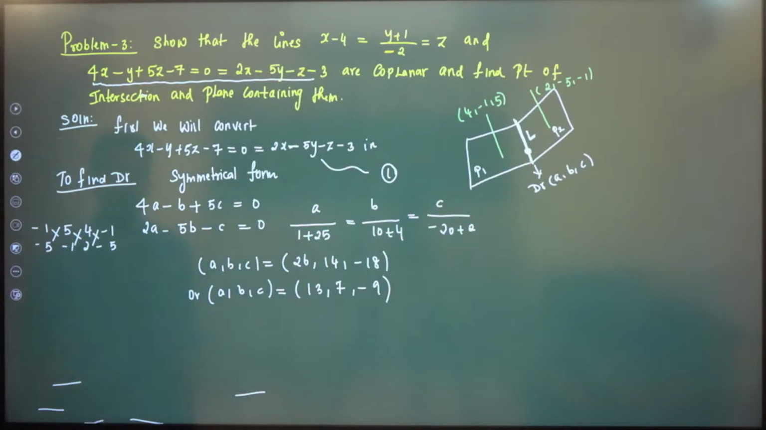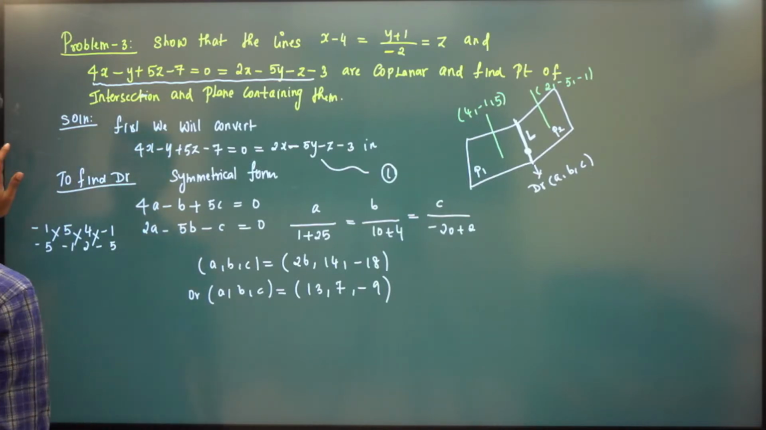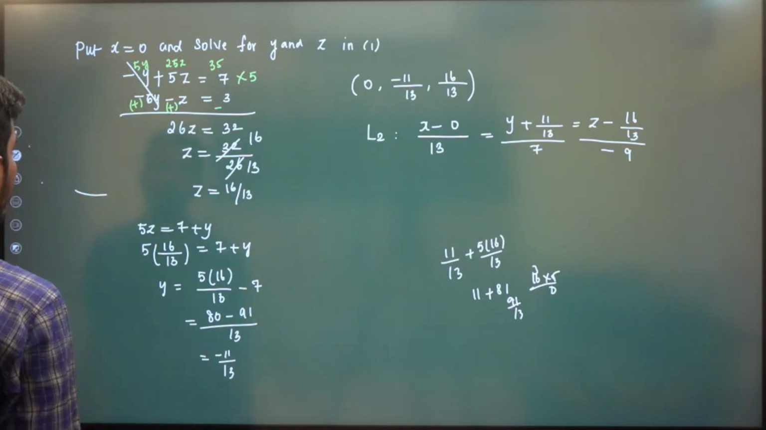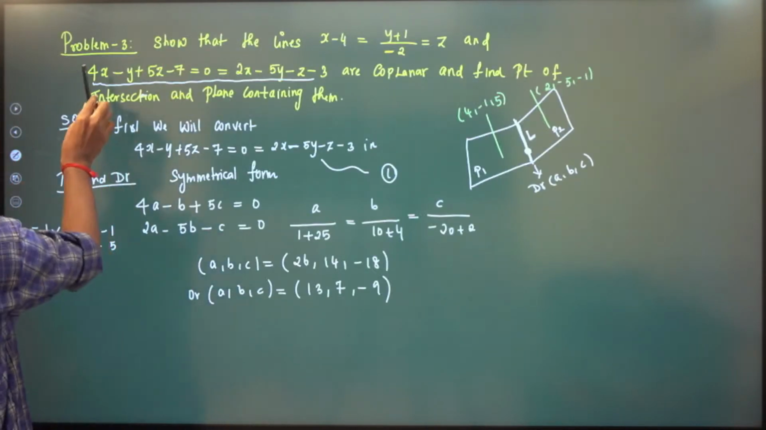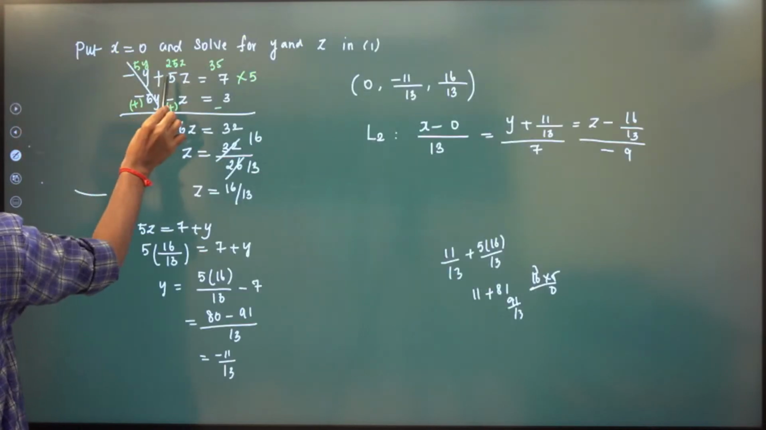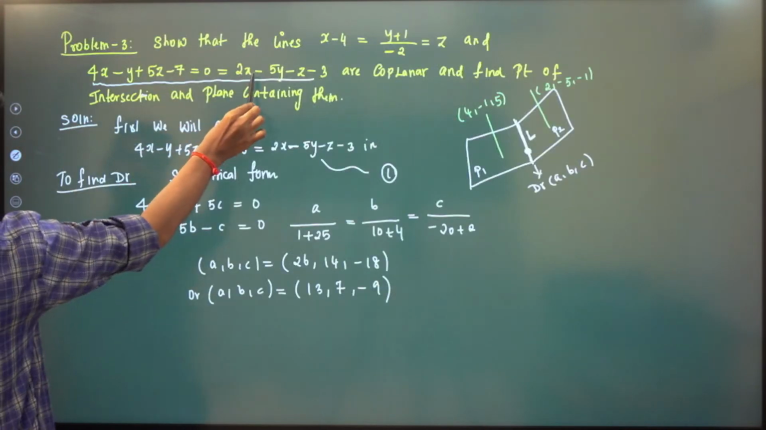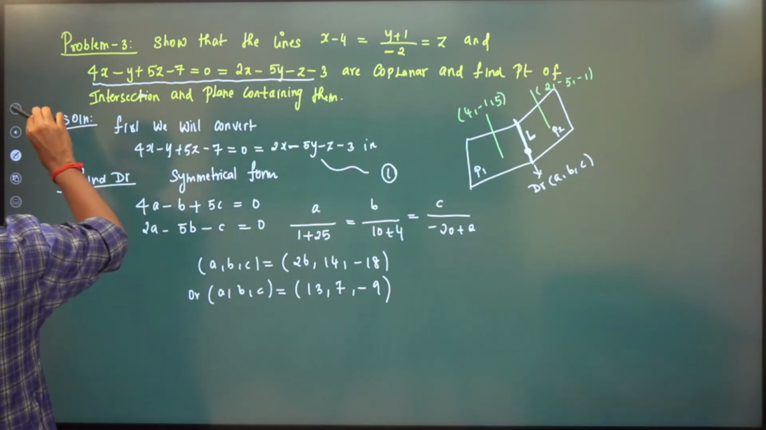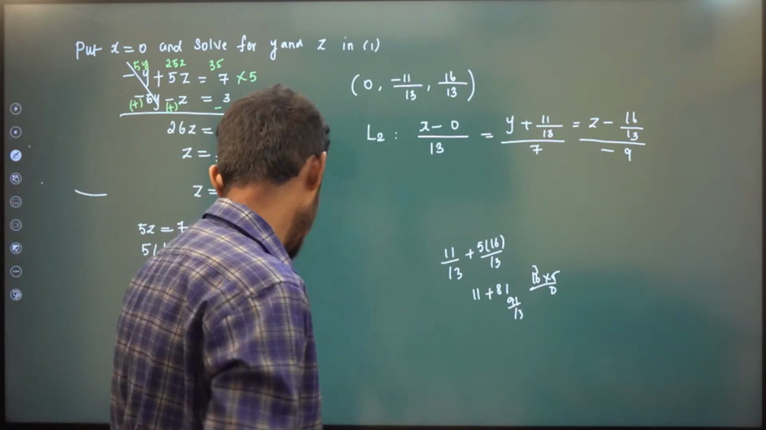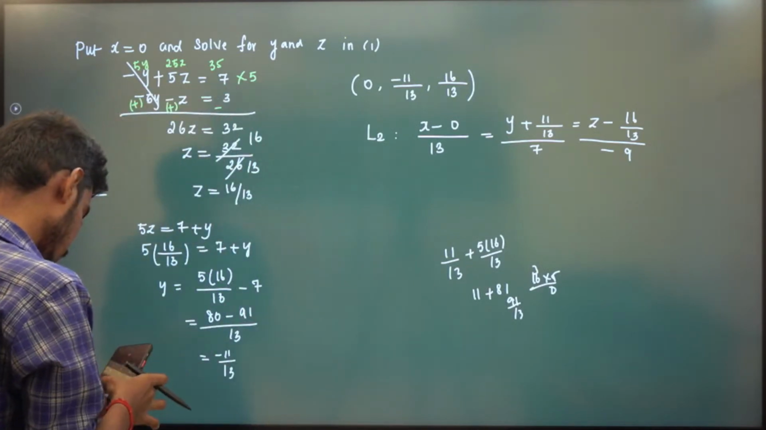To find any one coordinate, we are putting x is 0 and solving for y and z. So when x is 0, we have minus y plus 5z is 7, and minus 5y minus z is equal to 3, right? So after this, I'll check the question once again.